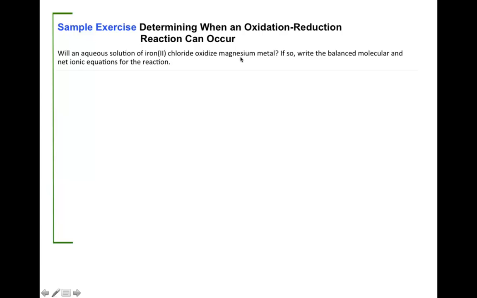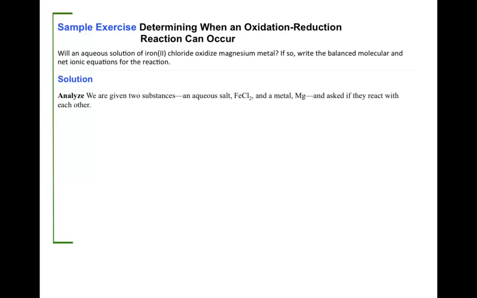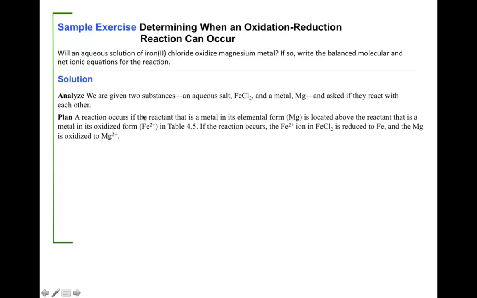These are going to be the reactants. So we are given two substances, the iron chloride and the metal magnesium, and if they react with each other, it will produce an oxidation-reduction reaction. A reaction occurs if the reactant that is a metal in its elemental form, in this case magnesium, is located above the reactant that is a metal in its oxidized form, iron, in the table of half oxidation reactions.